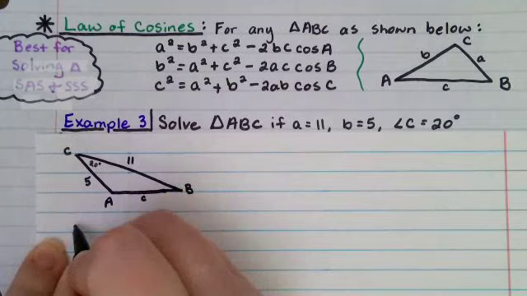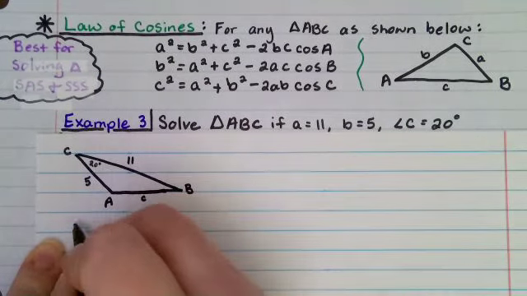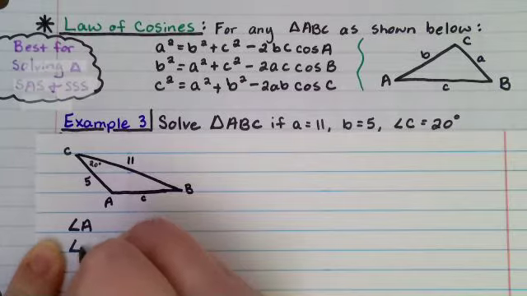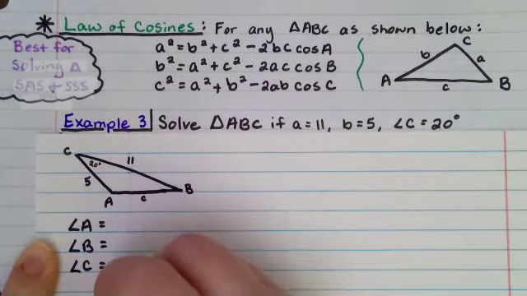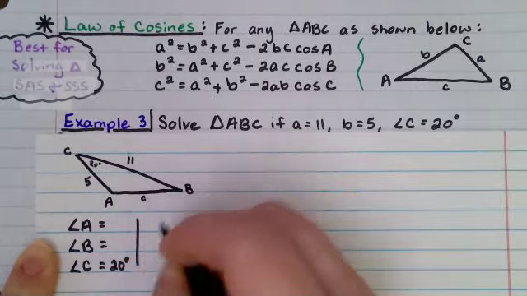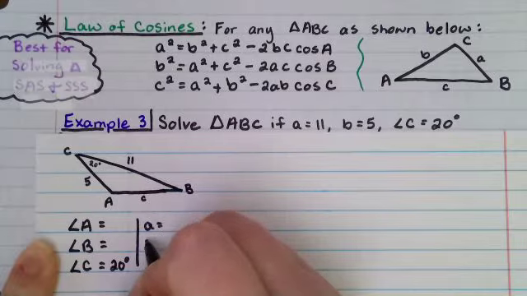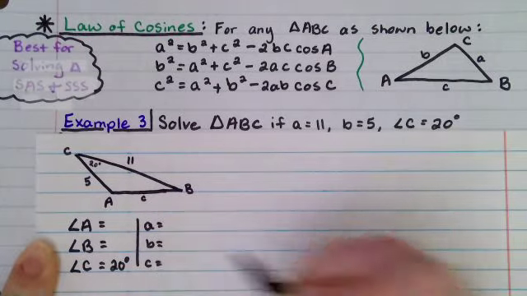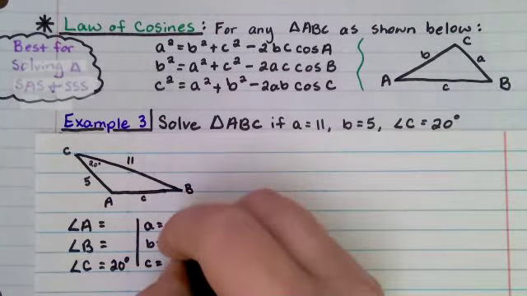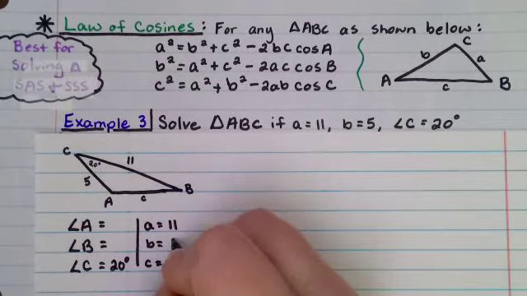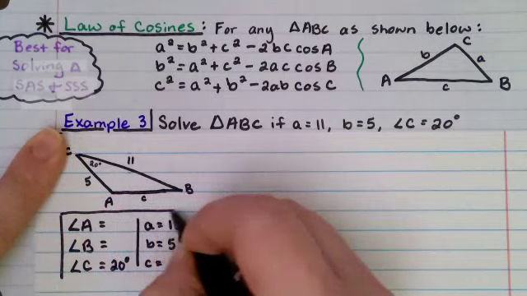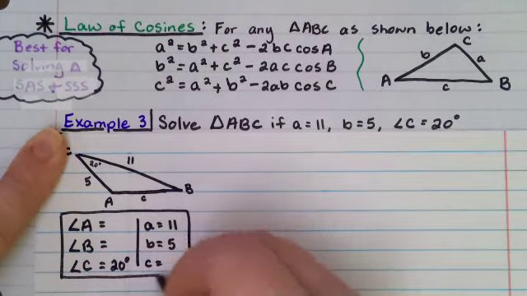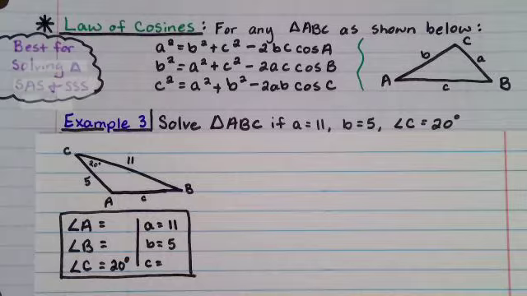So first thing I'm thinking of is, okay, if I was going to solve this triangle, I would know angle A, I would know angle B, and I would know angle C. Now, at this point in the problem, I only know one of those things. I know angle C. But I also would know side A, side B, and side C if this was fully solved. I do know two of those things. I have A is 11, I have B is 5. But everything else is missing. And so we're going to have to go on a journey to find those missing parts.